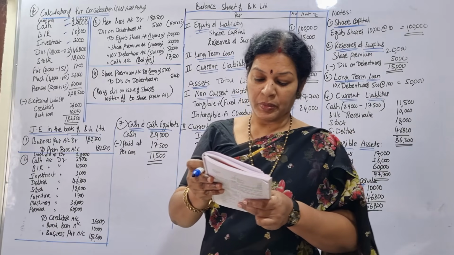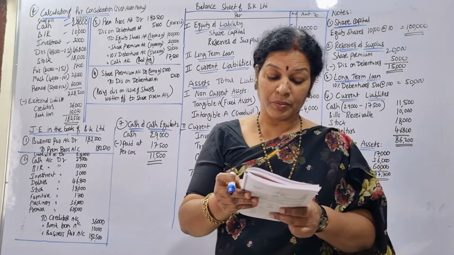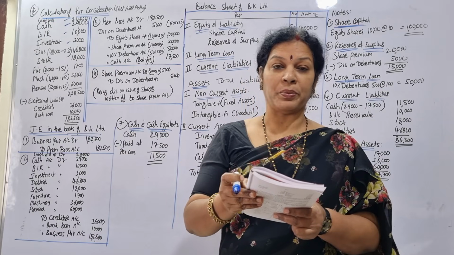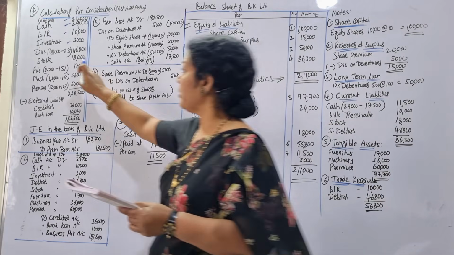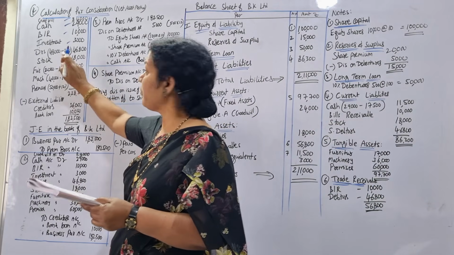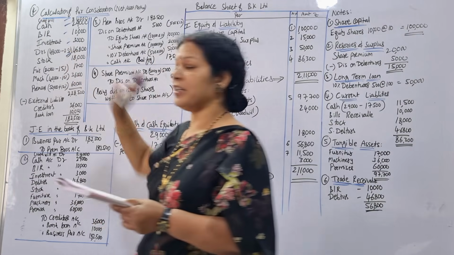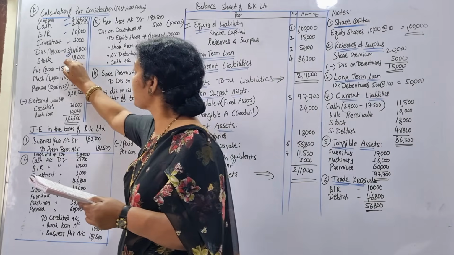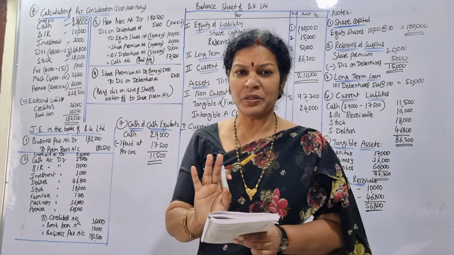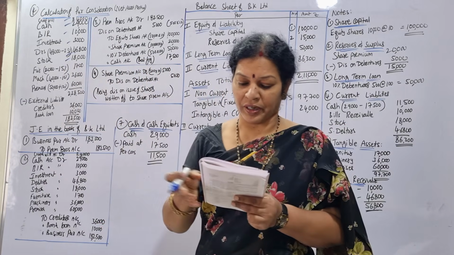Make a provision for bad debts on debtors at 2.5%. 48,000 is the amount. 48,000 minus 2.5% gives 46,800. Next, stock 18,000 as it is. Whenever an adjustment is there, we will do it. Otherwise, we will write as it is.